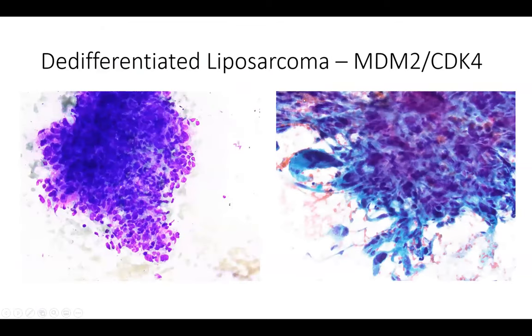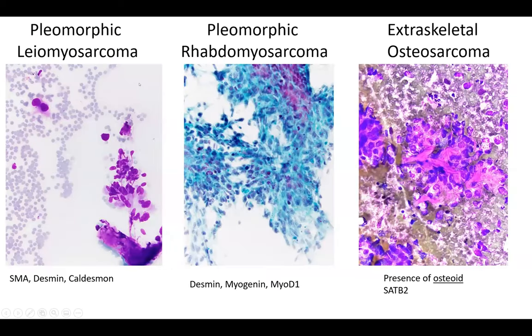So dedifferentiated liposarcomas, we know, have MDM2, CDK4 amplification. So you can identify that by FISH or by MDM2, CDK4 immunohistochemistry. And for pleomorphic leiomyosarcoma, you may not see the characteristic fascicular spindle cell growth. These will be positive for SMA, desmin, and caldesmon. Pleomorphic rhabdomyosarcomas will also be positive for desmin, as well as the skeletal muscle-specific markers, myogenin and MyoD1.